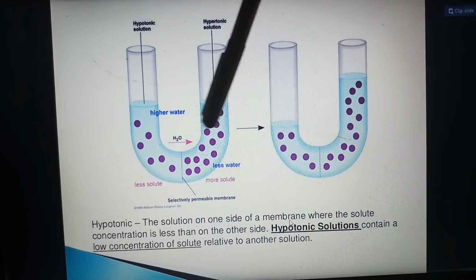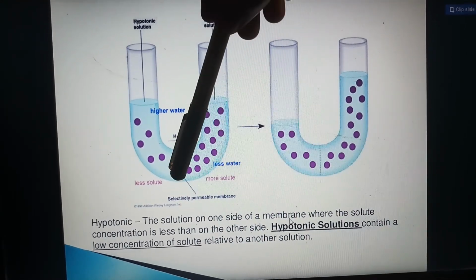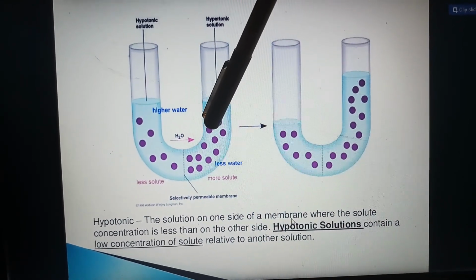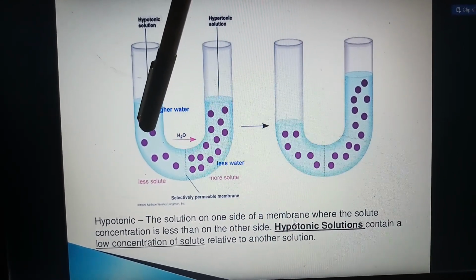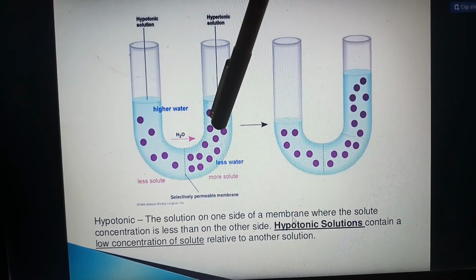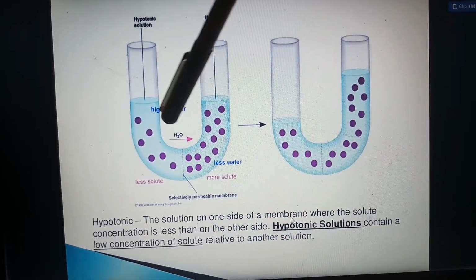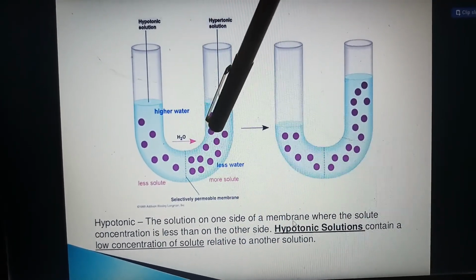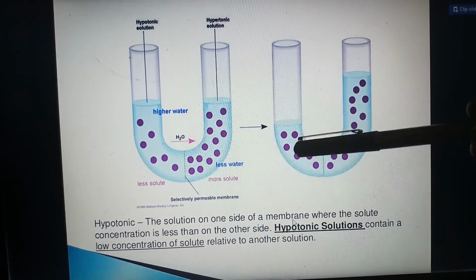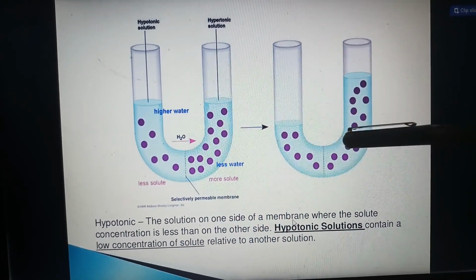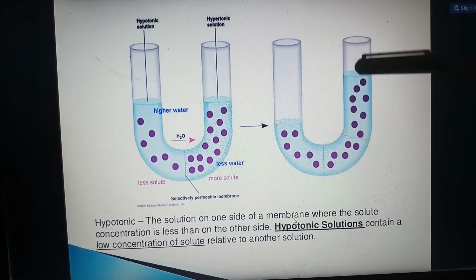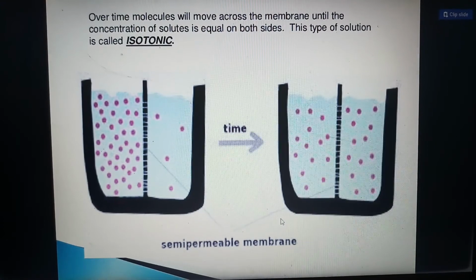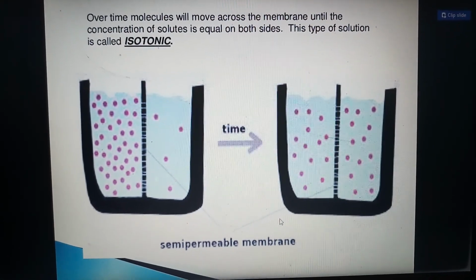In this picture it is clear that here we have the semi-permeable membrane, right? On this side the concentration of water is higher, and on this side the concentration of water is low. But on this side the solute concentration is less, and here the solute concentration is more. So now the water is moving from the higher concentration of water to the lower concentration of water. From here the water moves to this side to equalize both sides, so the water level is being raised here. Over time, the molecules will move across the membrane until the concentration of solutes is equal on both sides.